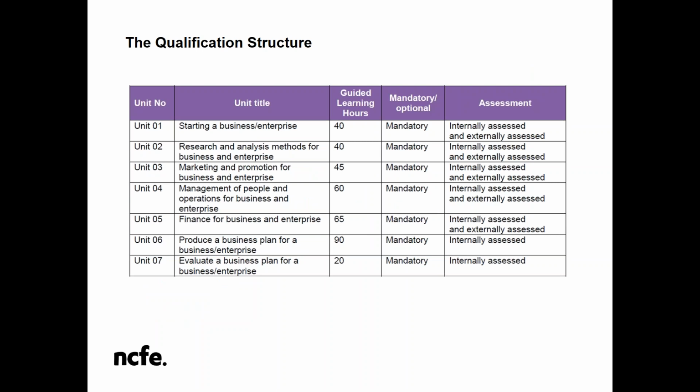7 units are all mandatory. The units 1 to 5 have a mixed assessment method strategy. So 1 to 5 are all internally and externally assessed, whereas units 6 and 7, which are the creation of the business plan and evaluation of the business plan, are only internally assessed.